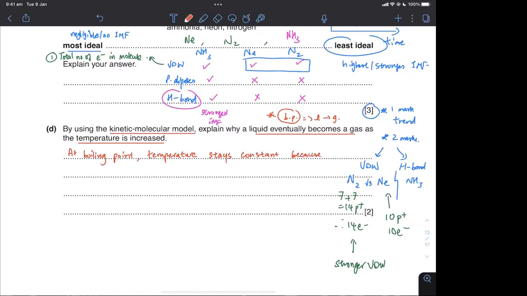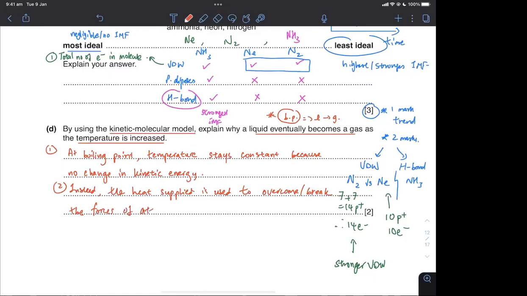So the heat energy that you supplied doesn't go to kinetic energy. Instead, that energy that you supply is used to make the particles move further apart. The heat supplied is used to overcome. Overcome means to break, because boiling is endothermic. Therefore, you need to overcome, you need to break the forces of attraction.